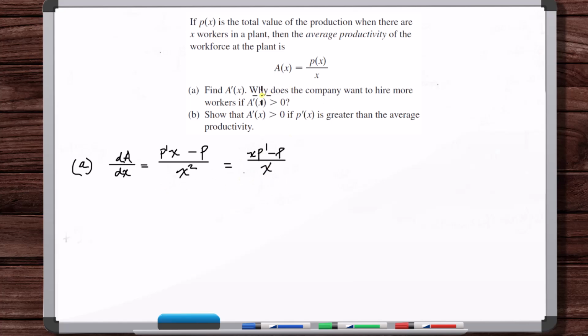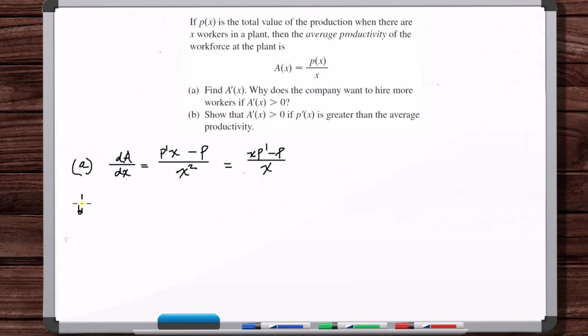Why does the company want to hire more workers if A prime of x is greater than 0? Well, what is A prime of x? It's the derivative of the average productivity. That's what they're trying to maximize, right? Because you might say, why don't we just maximize P? Because there's going to be a point where x is growing at a faster rate than P is growing as x grows. So the average productivity is going to start to decrease, which would make A prime of x less than 0. If A prime of x is greater than 0, then for every small increase in x, A increases. They're trying to maximize A, so it wants to hire more workers.